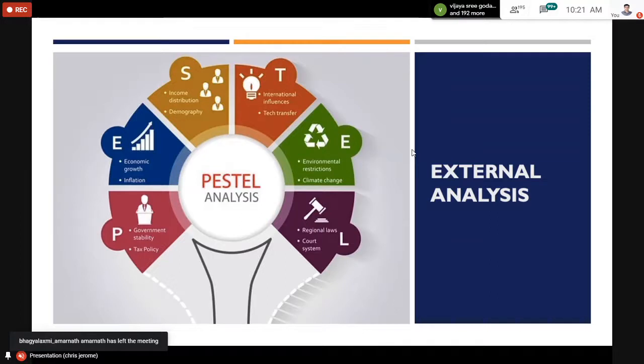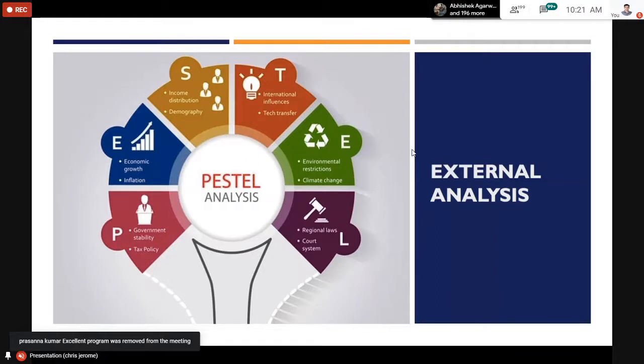Identifying any social structures, how is income distributed? What are the demographics of the country? Looking at technology, how has technology penetrated the economy? Is tech transfer something that's done? So that's the technology part of the external analysis. And then it's environmental restrictions.